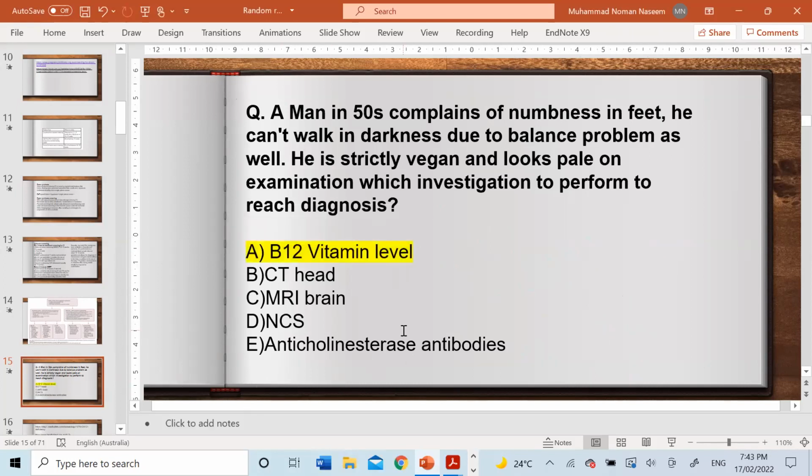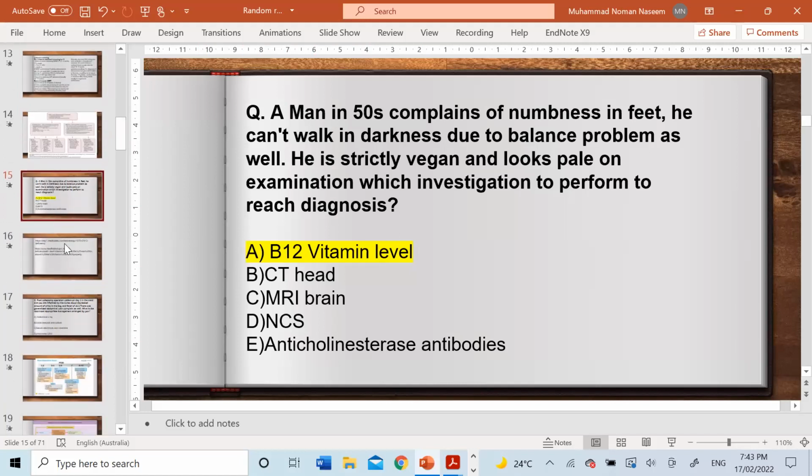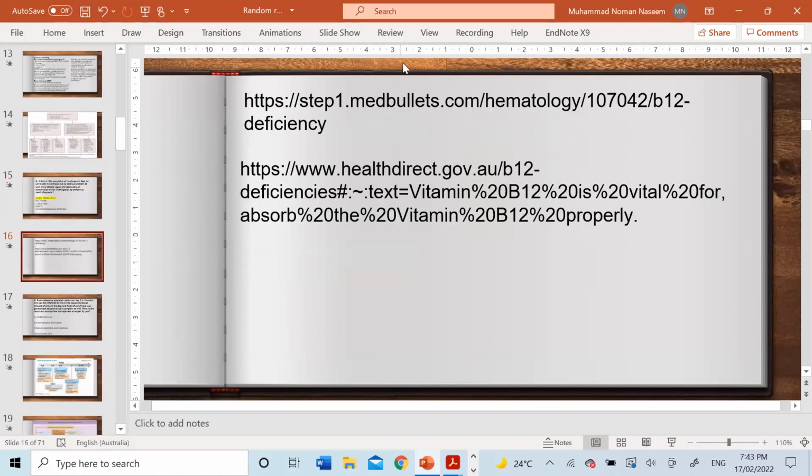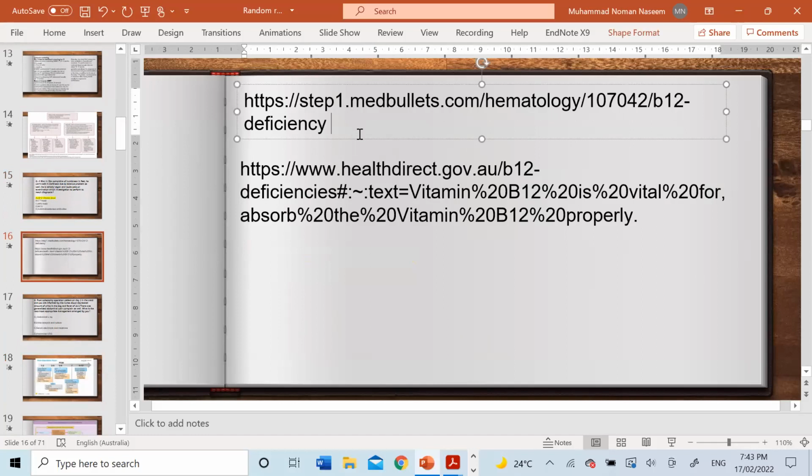The patient is not vegan, he didn't have any abdominal surgery, the patient is not on any kind of medication that decreases the absorption of vitamin B12, and the patient is not having any parasitic infection. So what is the cause? That is pernicious anemia, that is the autoimmune disorder. So you can go through that in the Med Bullets. It's very well written in the Med Bullets. Pernicious anemia, all kinds of anemias are very well written in the Med Bullets.